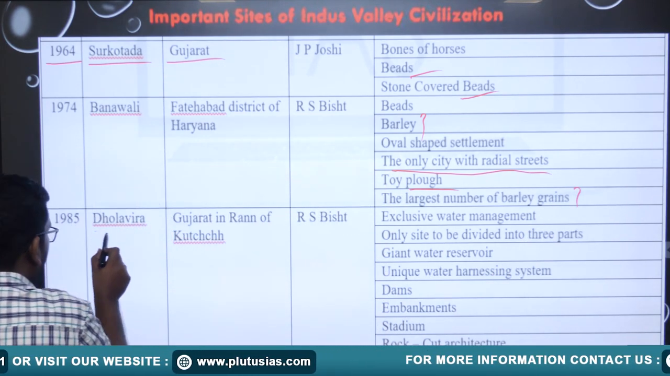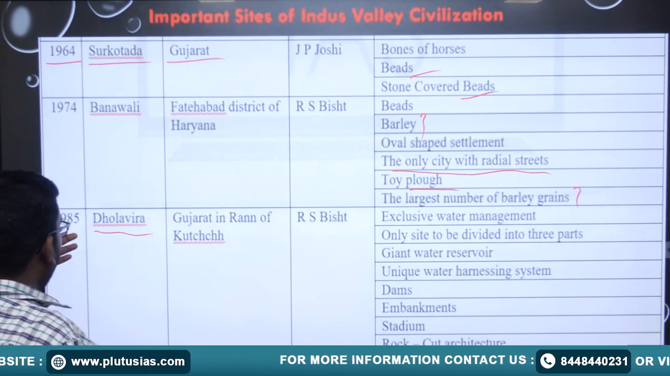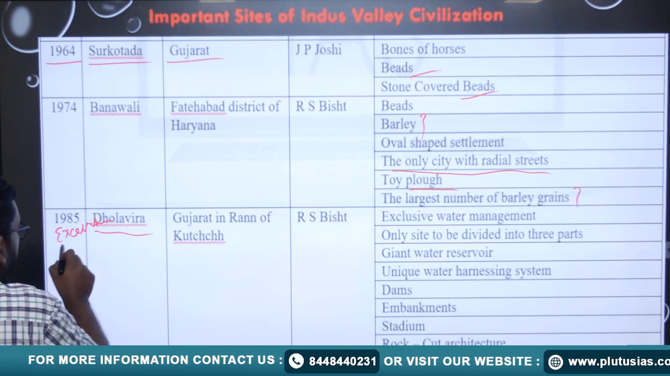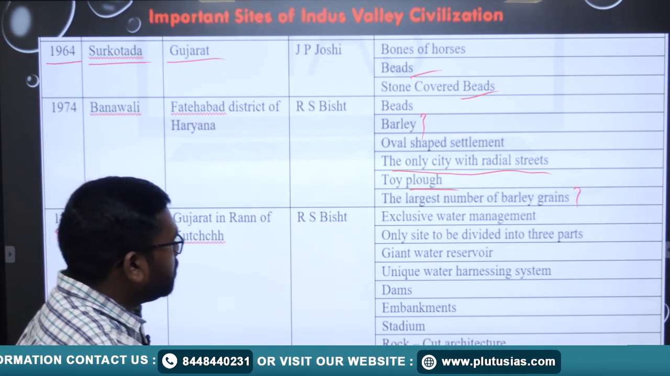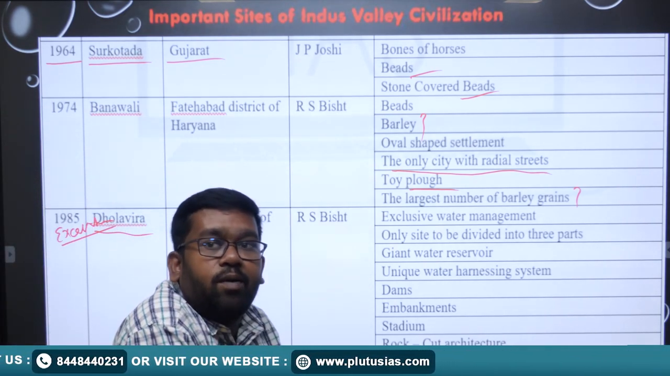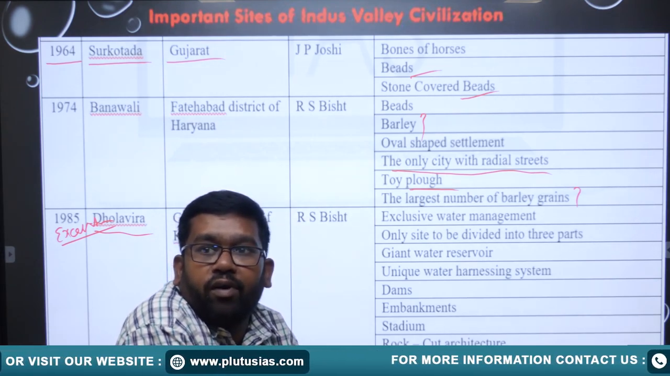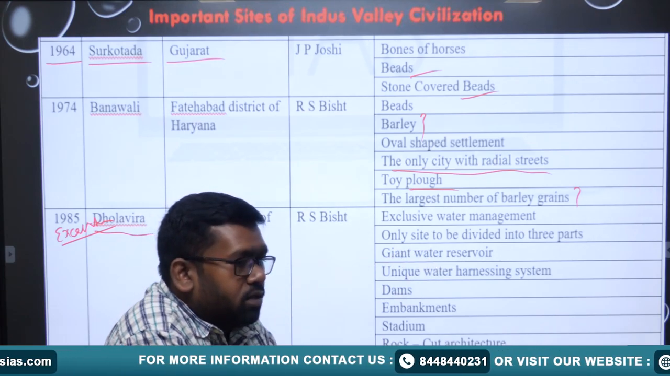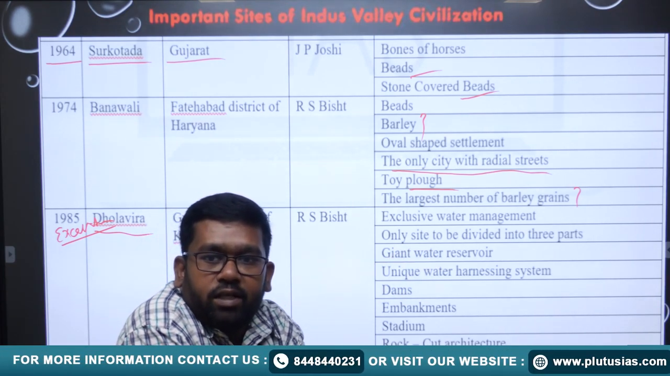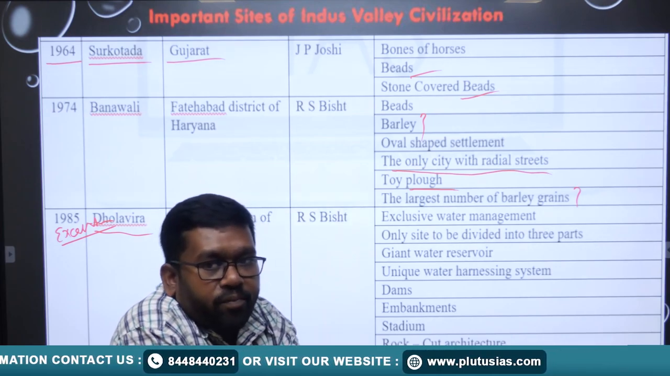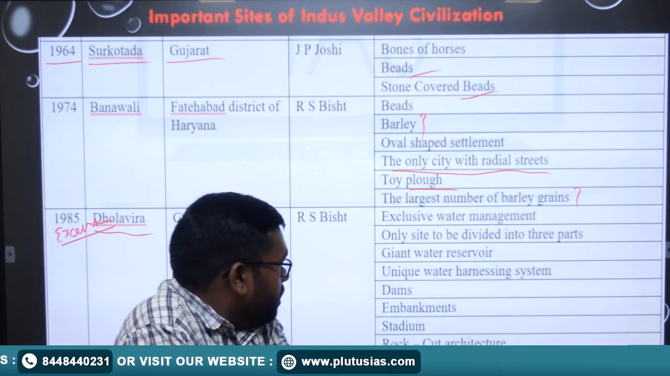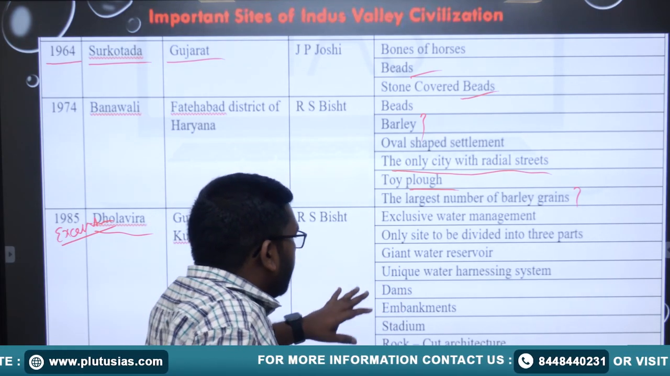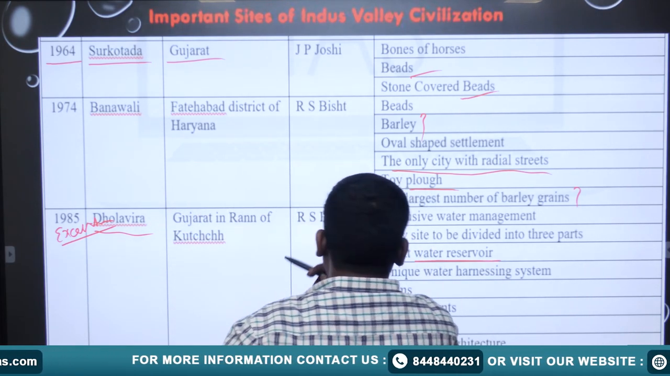If you discuss Dhaulavira, which was discovered in the 1960s, the further excavations were done in 1985 and this was found by R.S. Bisht. So here we have an exclusive water management system found from Dhaulavira. If you go further, it is the only site divided into three parts. Most of the sites that we discussed had two parts, lower town and upper town, that was citadel. But it was the only site which was divided into three parts. We have a giant water reservoir available from Dhaulavira.